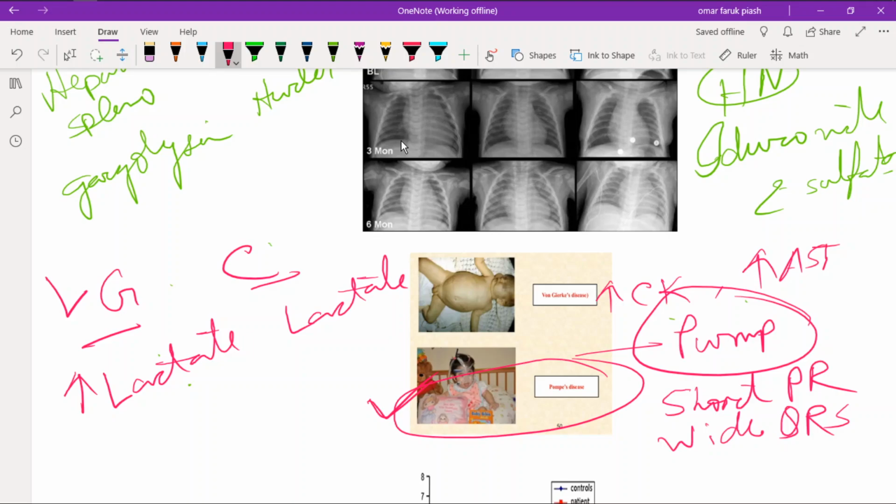I have already differentiated between two diseases, von Gierke and Cori. Von Gierke has increased lactate. On the other hand, Cori has normal lactate. Cori is a milder form of von Gierke. The features of von Gierke are increased uric acid, hepatomegaly, renomegaly, and the liver doesn't regulate blood glucose. The deficient enzyme for von Gierke is glucose 6 phosphatase.